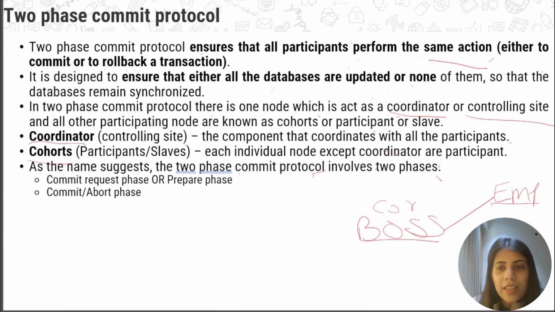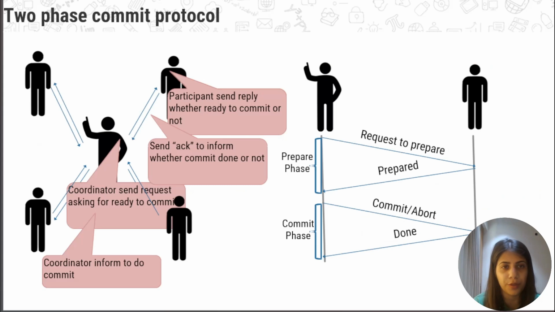Each individual node except the coordinator is a participant, and as the name suggests, the two-phase commit protocol involves two phases. What are the two phases? The first phase is called the commit request phase, or we can call it the prepare phase. And the second one is the commit or abort phase. So first we prepare for commit, and in the next phase either it will commit or it will abort. Let's understand this more with an example.